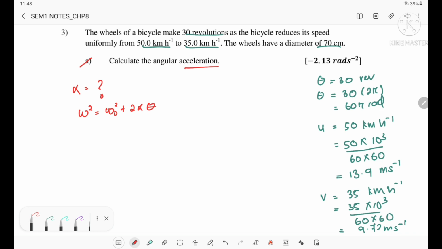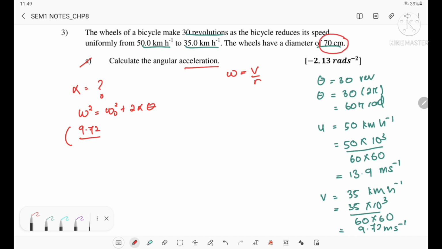This equation is familiar from linear motion, which is v squared equals u squared plus 2as. So you need to calculate omega first, because from the question we got the initial velocity and final velocity in the linear motion. So you need to calculate omega by using omega equals v over r. So omega is v over r, we got here 9.72 divided by r. We have 0.35 here from the question.